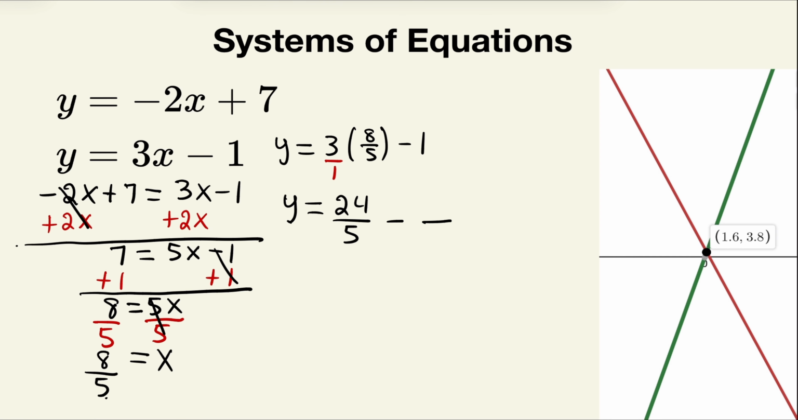So that means I will turn this into 5/5, which is a different form of 1. So notice we have the same denominator of 5. Now all you have to do is subtract across the numerators. 24 minus 5 is 19. So y equals 19/5. So here the solution to a system is the ordered pair that satisfies both equations.